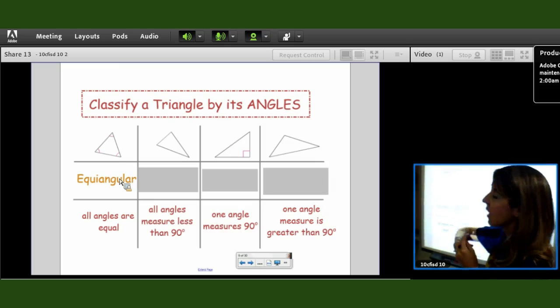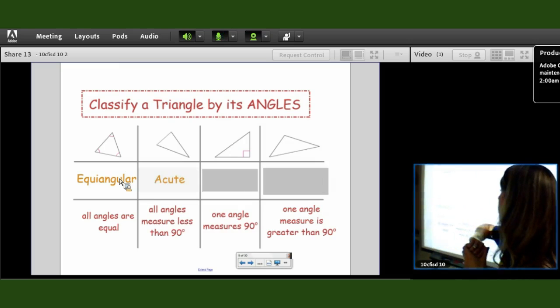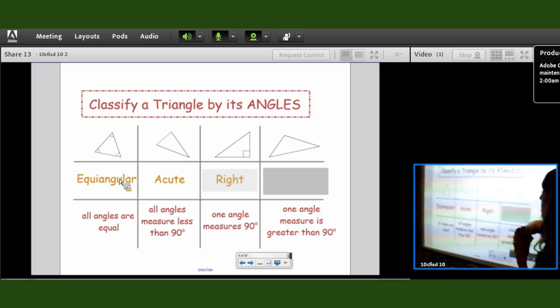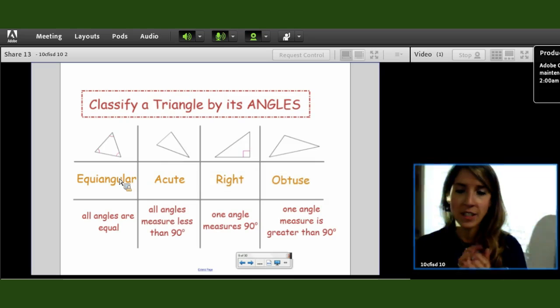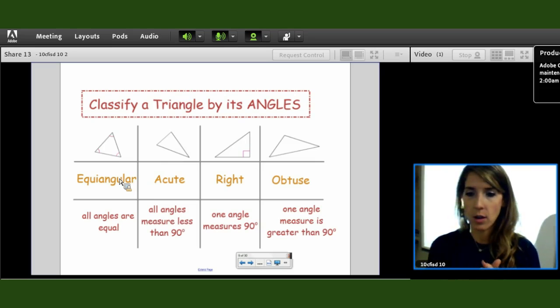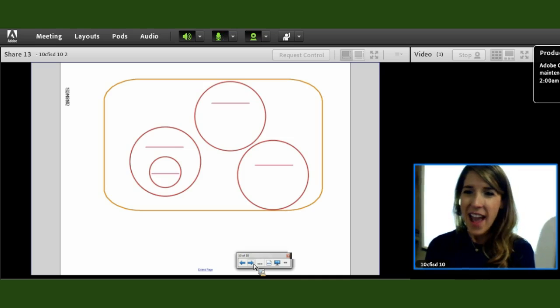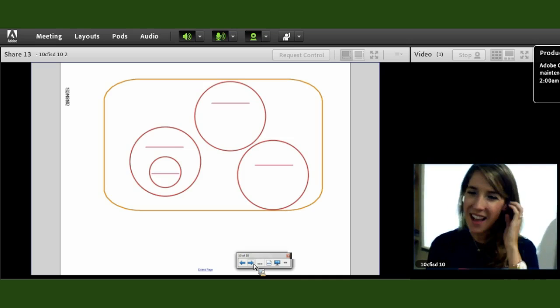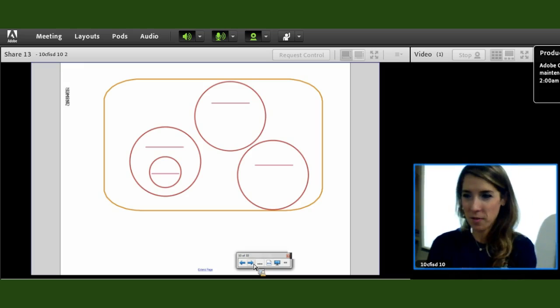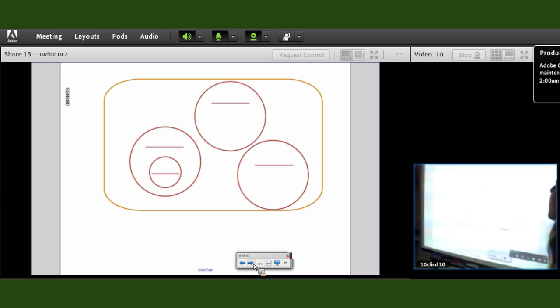If all angles are less than 90, there's our acute, our right, and of course our obtuse. So you've seen this before. This is a review, so we're going to go quickly. Let's take those 4 words that we just wrote down, and let's see if we can put them in this. What is this called? Isn't it kind of like a Venn diagram? Or a graphic organizer. None of them are intersecting, so it might not be a Venn diagram. Anyway, we're going to put them in this figure.